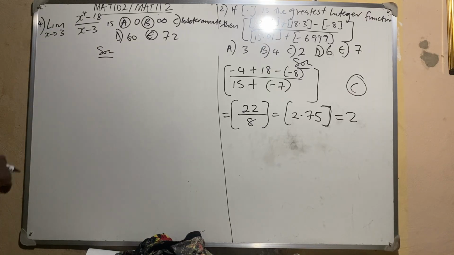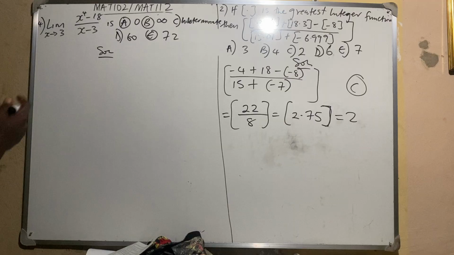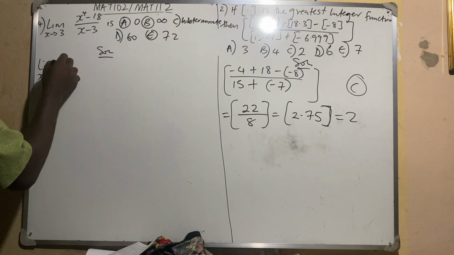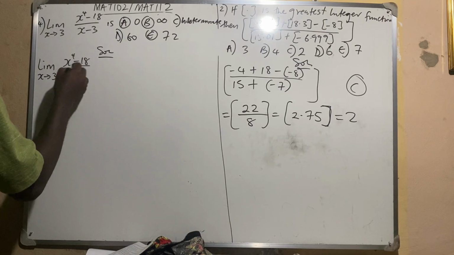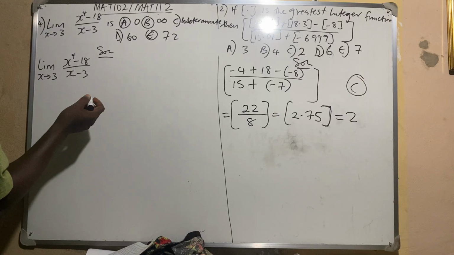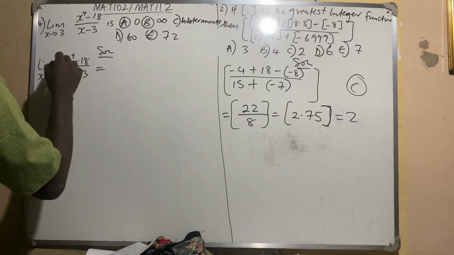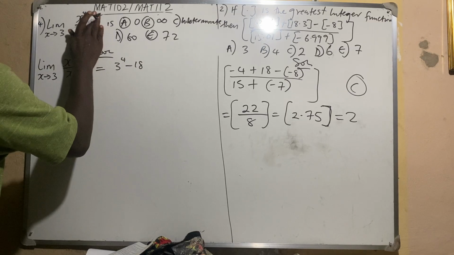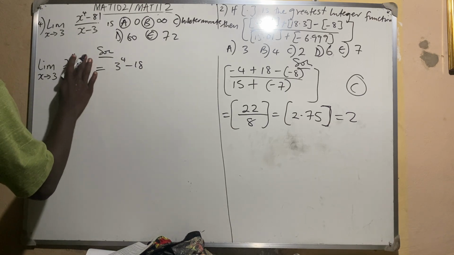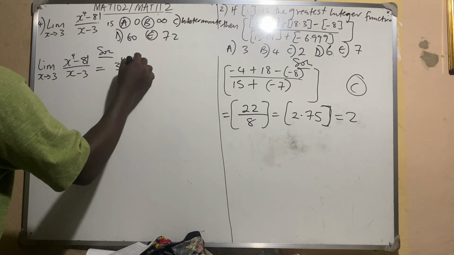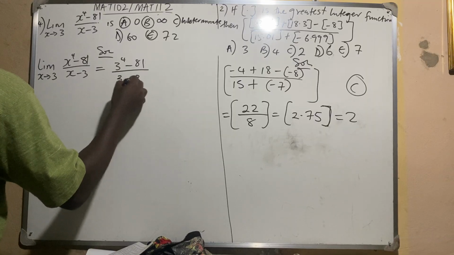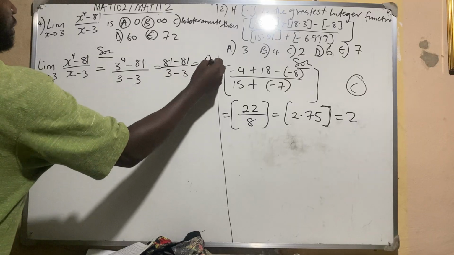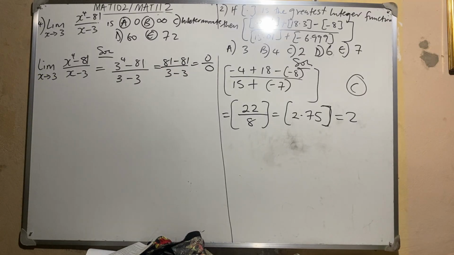Option E, I have 72. Solution. Now, in limit of a function, the only thing you do is just to substitute. Very simple. So I have that the lim as x approaches 3 of x raised to the power 4 minus 18 all over x minus 3. Now it means just to substitute. So if you substitute, anywhere you see x, put 3. So I say 3 raised to the power 4 minus 18. Sorry, it's not 18 but 81. It's a mistake. 81 all over 3 minus 3. Now if you look at this, this is 81 minus 81 divided by 3 minus 3, which is 0 over 0.